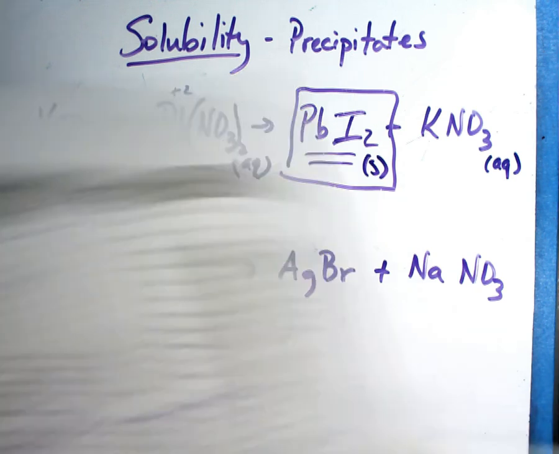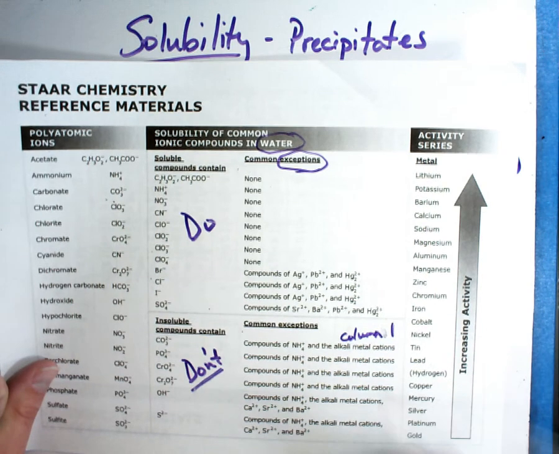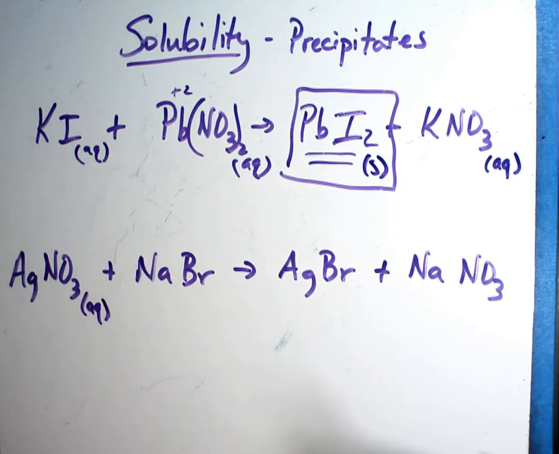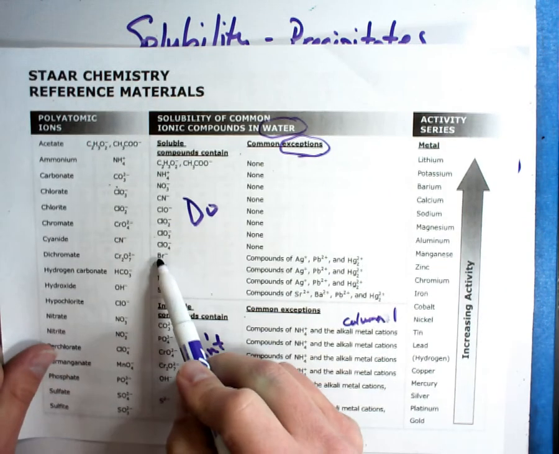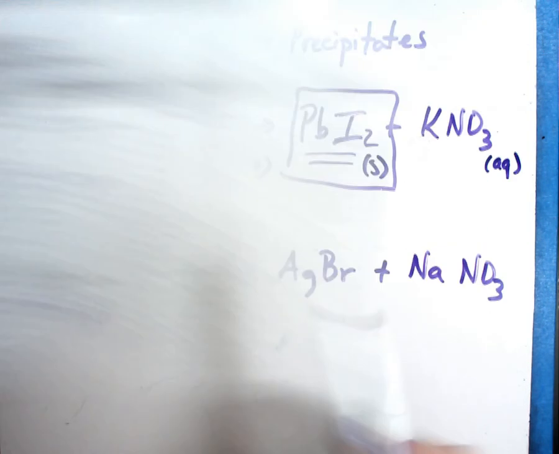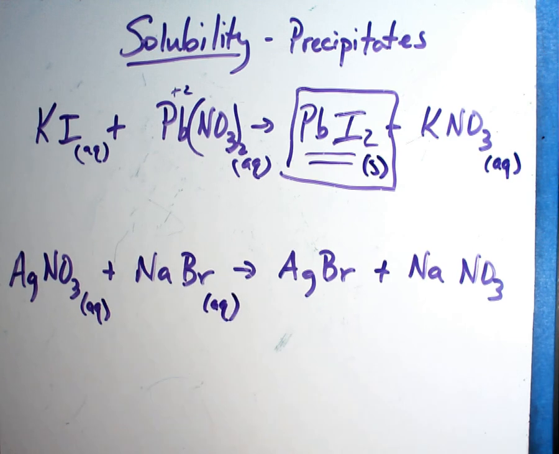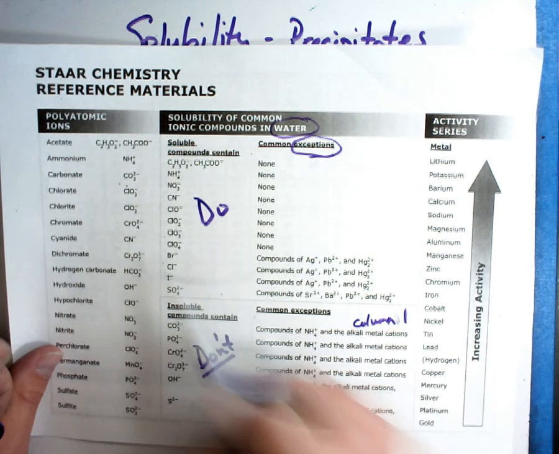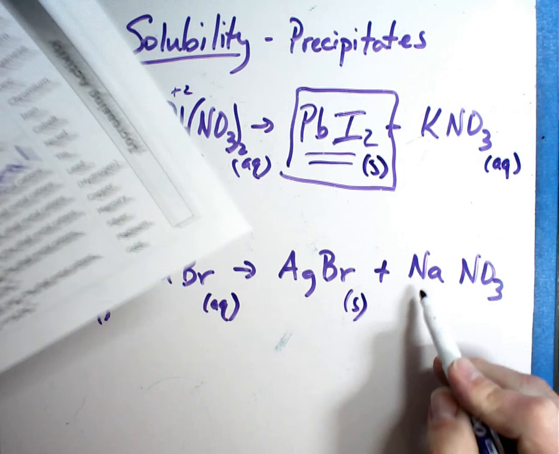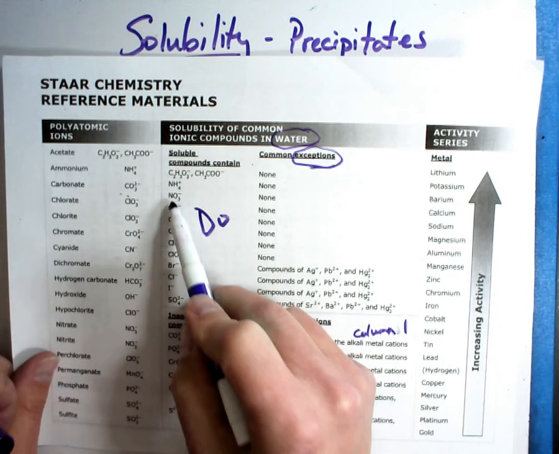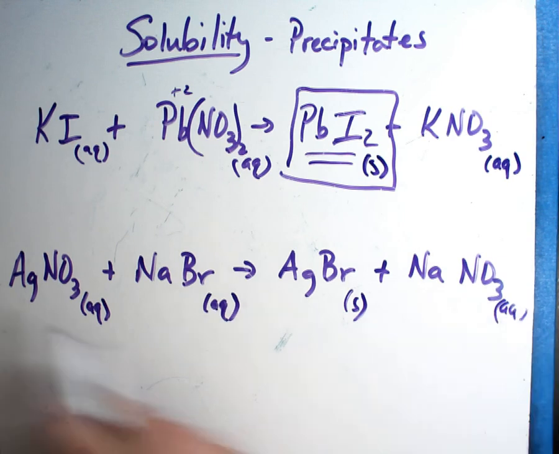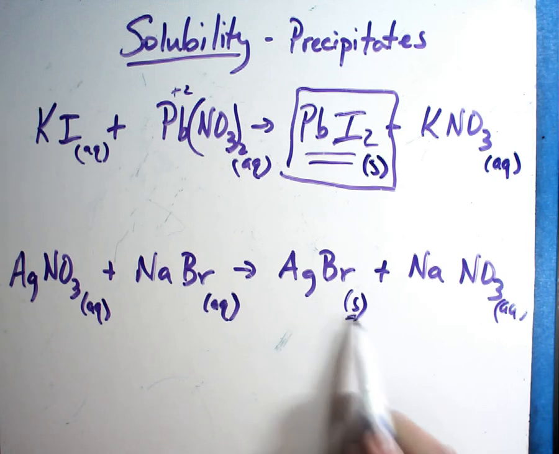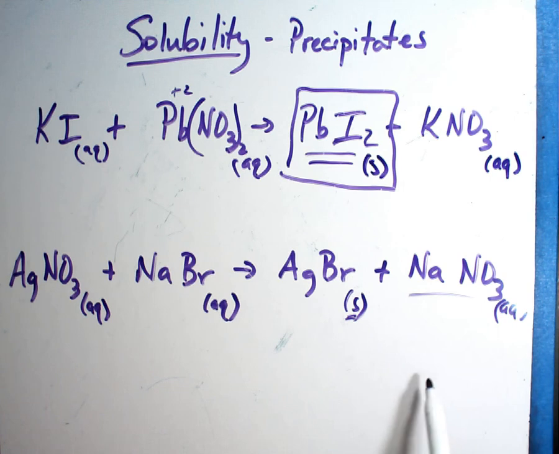So silver nitrate. Now let's look at our chart here. Nitrates up here at the top do, no exceptions. So that's AQ. It's clear. It's dissolved in water. NaBr, Br: all do except for silver, lead, mercury. Okay, so this is an AQ also. Silver bromide. Okay, bromide is right there. Ag is not. Okay, so that's a solid. That's a precipitate. What about this one? Sodium nitrate. Nitrate is there. All do, AQ. So when you pour these together, you're going to get a precipitate. Whatever color it is, you'd have to mix them. That thing's going to be your cloudy stuff floating around, and this is going to be the liquid it's floating in.